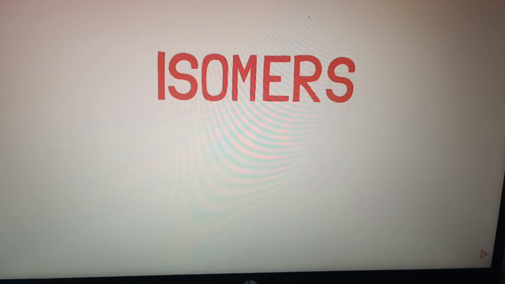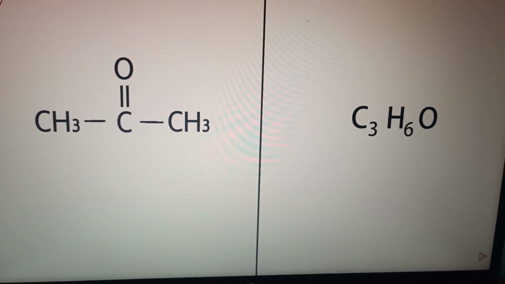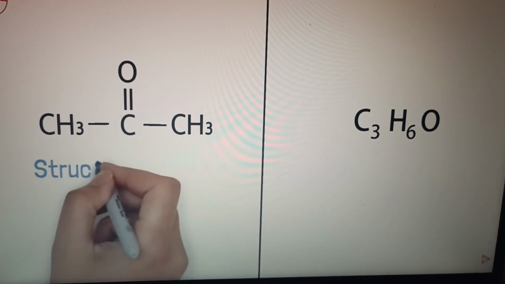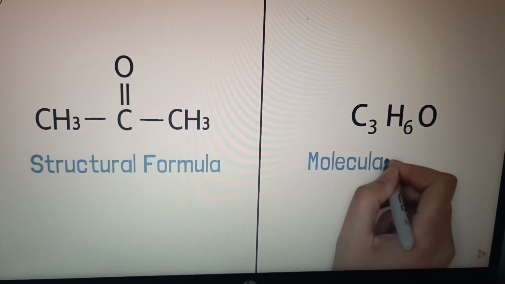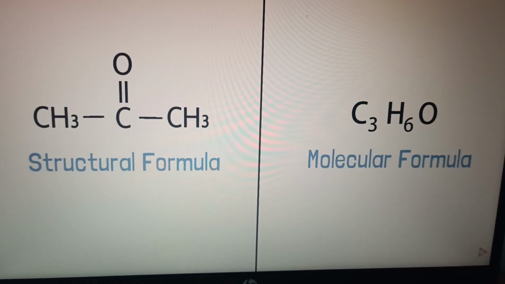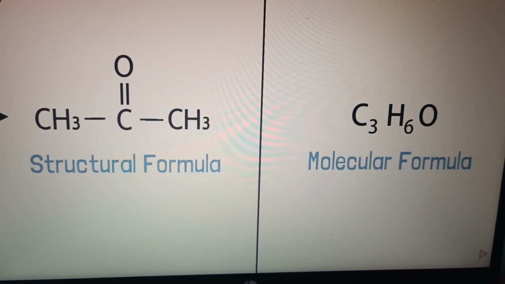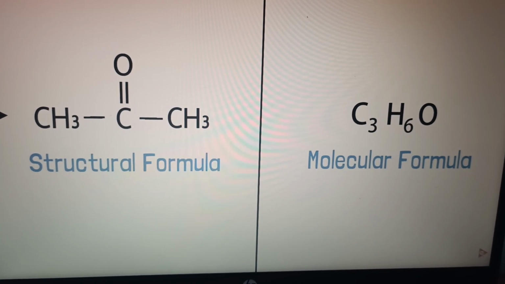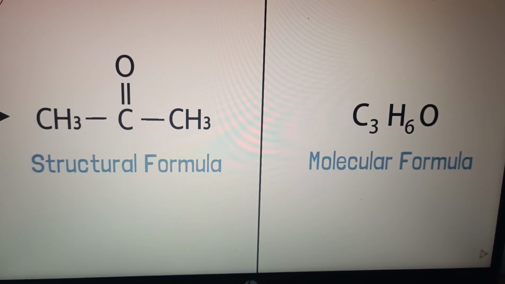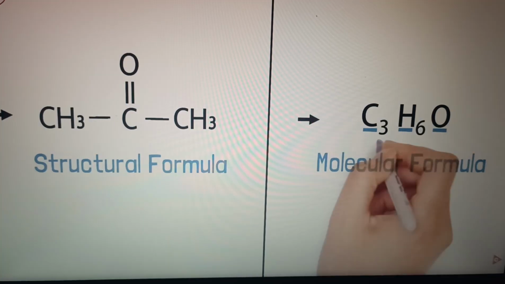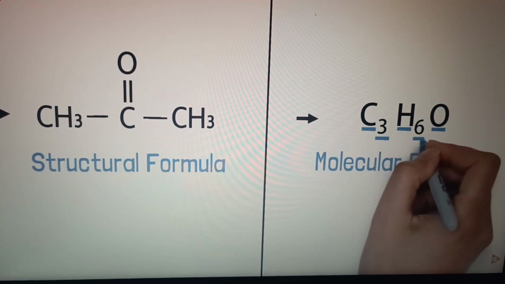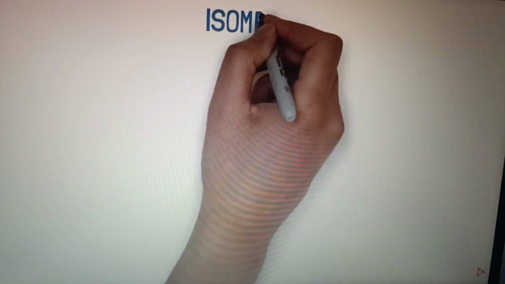Hello everyone. Before we talk about the isomerism topic, I want to clarify some terms. First one is structural formula and second one is molecular formula. The structural formula is more descriptive and the molecular formula is a condensed form. In the molecular formula, you can only see which elements are there and how many are there. Let's look at the isomerism.